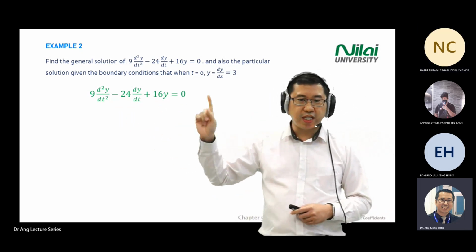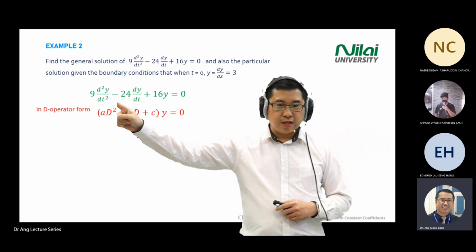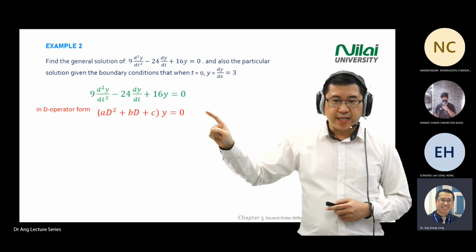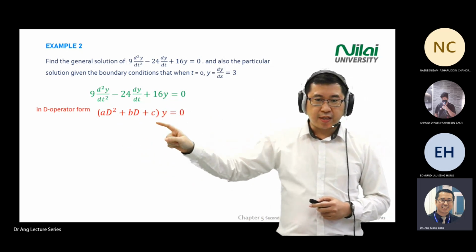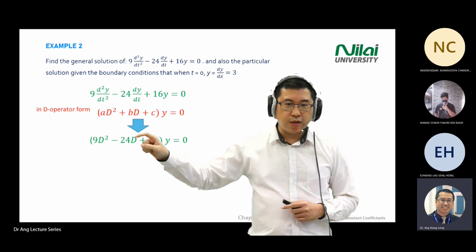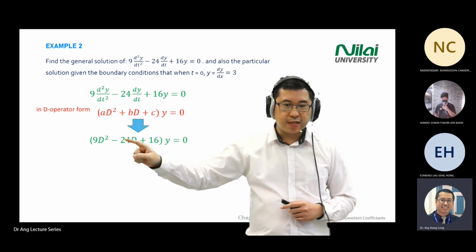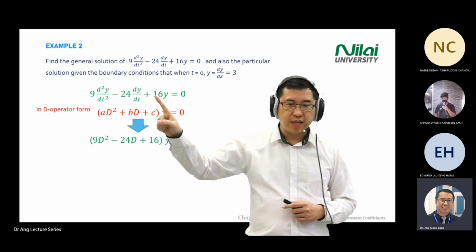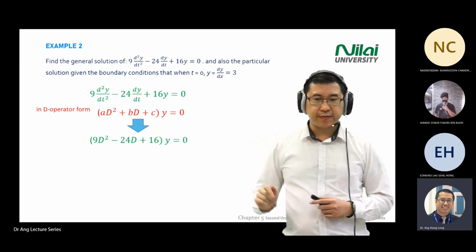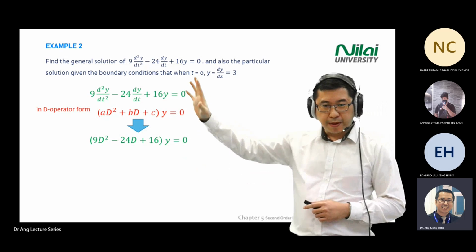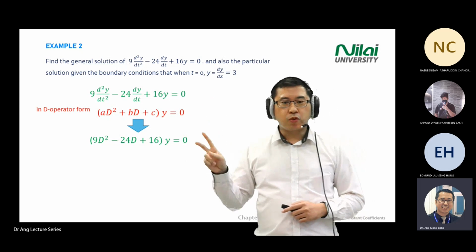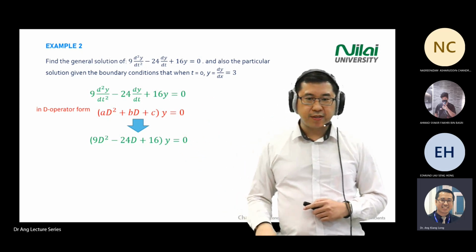So transfer all this into D. If you forget, you just go back to the slides and copy the general equation. You don't need to write this one, but you can straight away rewrite this equation into the D operator form. You can write it as 9D square minus 24D plus 16, bracket Y. Okay, this is the first step. You remember Nizam, right? Nizam first step, write in the D operator. This step gives you 1 to 2 marks, usually minimum 1 mark here.